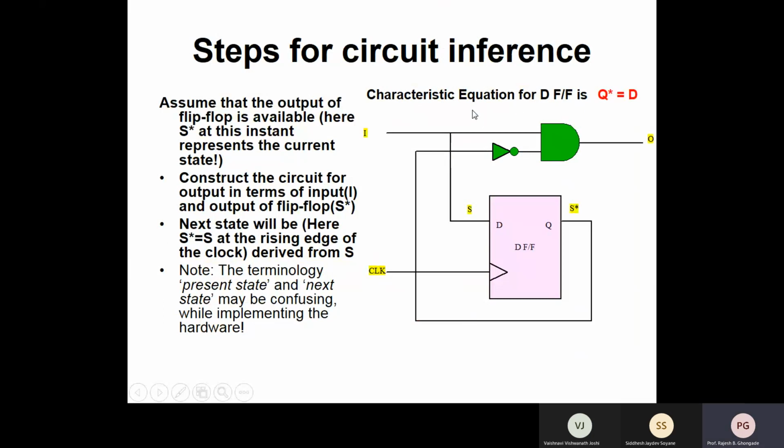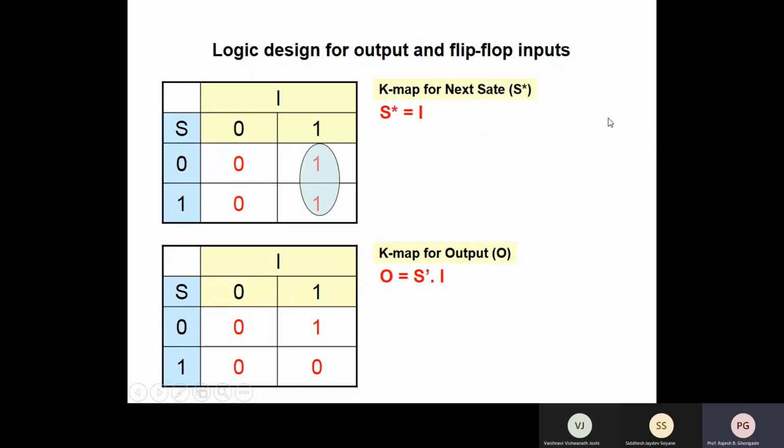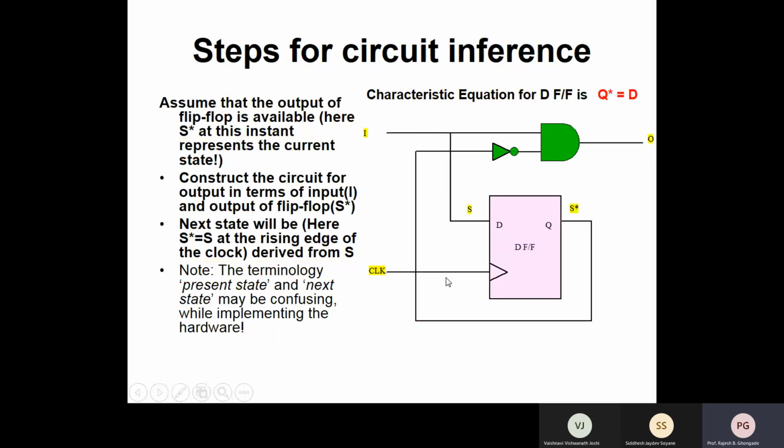So what do you get? Look at the way in which we have finally drawn the circuit diagram, the logic diagram. Input I. If I want to generate the output, what should be the logic function for that? For output, it is S bar ANDed with I. You can see here, this is the current state, and it is inverted. So this is S bar ANDed with I to generate the output. Okay?